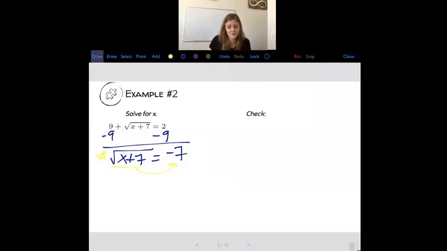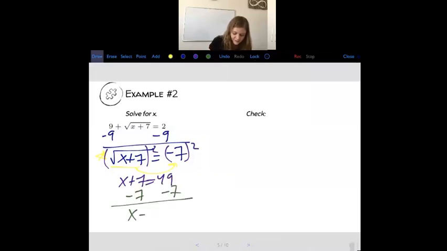Okay, but let's say you solve this one. So we'll square both sides to get x plus 7 equals 49. And then we subtract 7 from both sides to get x equals 42. All right, great. So let's check your answer.